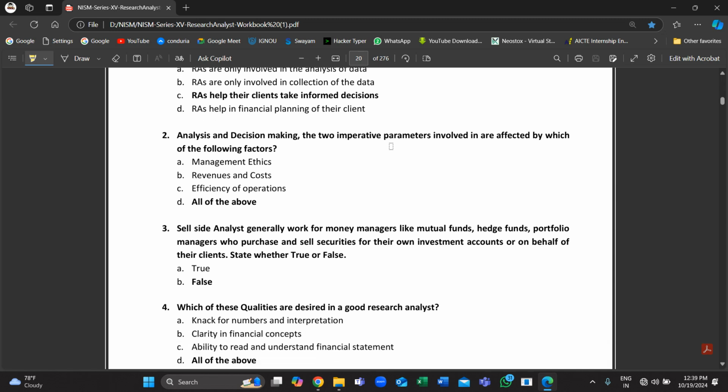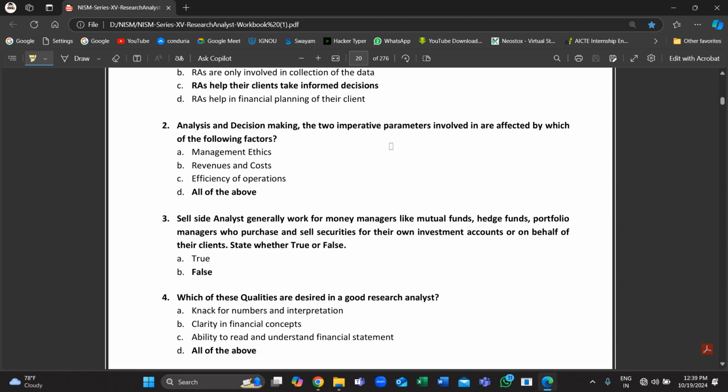Okay, let's see question number two. Analysis and decision making, the two imperative parameters involved in it, are affected by which of the following factors? So here you can see the answer: management ethics, revenue and cost, efficiency, operations. Yes, all of the above.